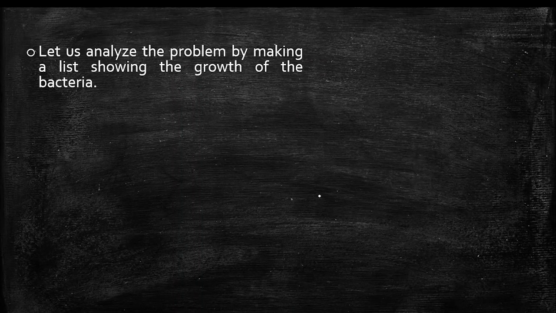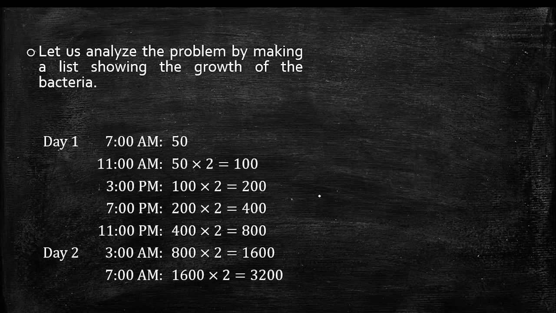Let us analyze the problem by making a list showing the growth of the bacteria. For day 1, 7 a.m., we have 50 bacteria, 11 a.m., 100 bacteria, 3 p.m., 200, 7 p.m., 400 bacteria, 11 p.m., 800 bacteria. And for day 2, 3 a.m., we have 1,600 bacteria, and by 7 a.m. of day 2, we have 3,200 bacteria. If you notice, class, the number of bacteria doubles up, because it was stated in the problem that the bacteria doubles every 4 hours.